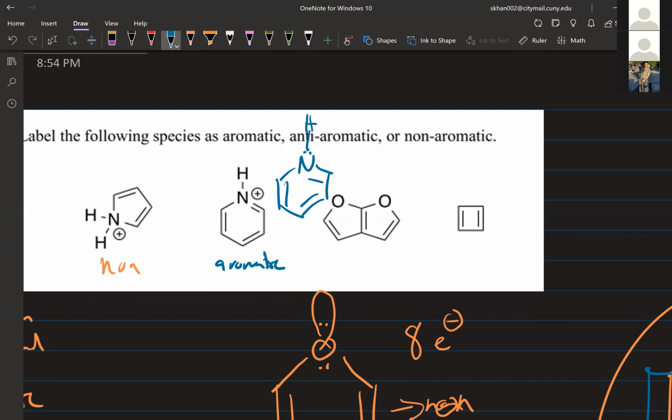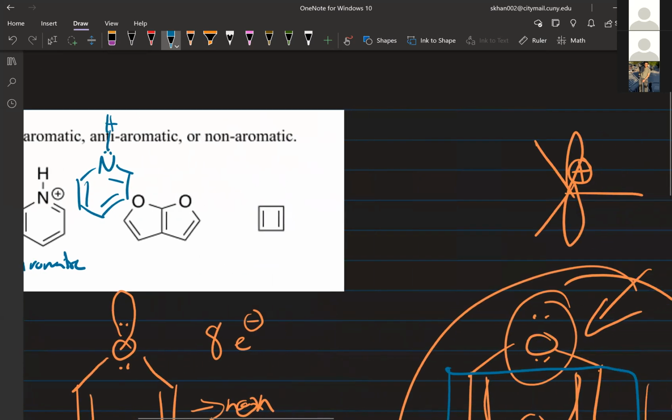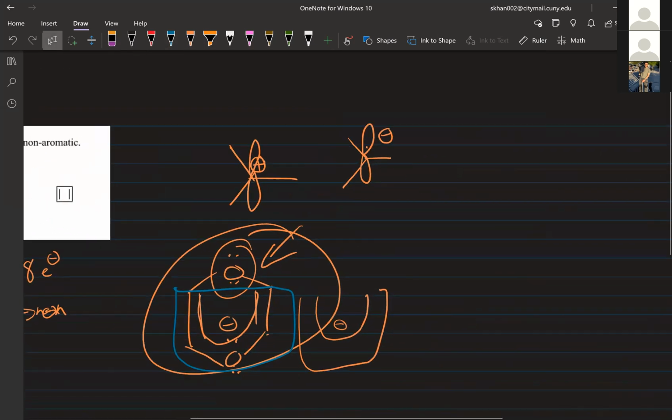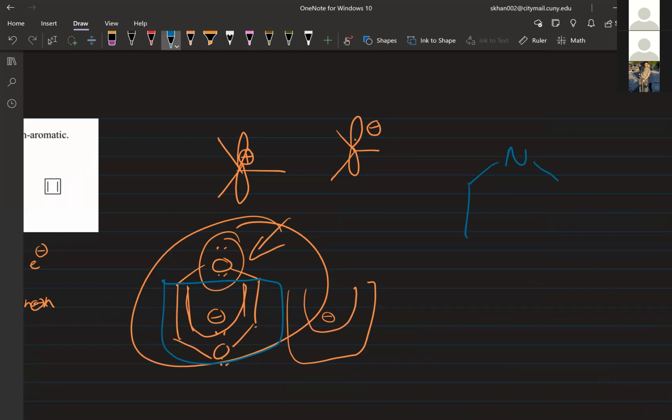Okay, the next one's a polycyclic. Sorry, I have a quick question. Yeah, what's up? Let's say that positive charge was a negative charge, right? So then that negative charge, would that participate as well? And it would be 8 electrons? Well, if that positive charge was a negative charge, so let's look at it when it's neutral, right?